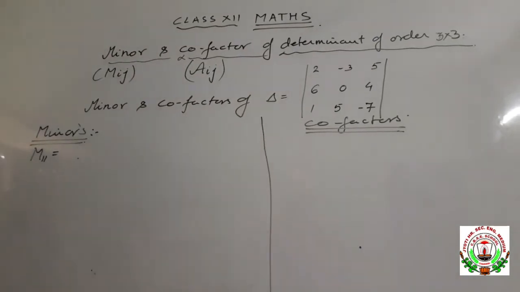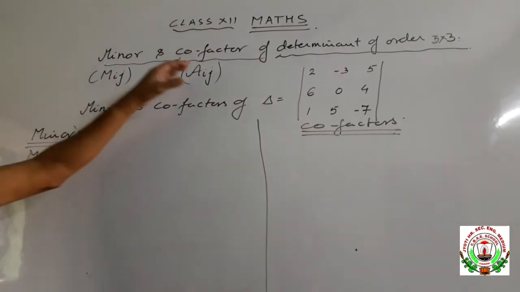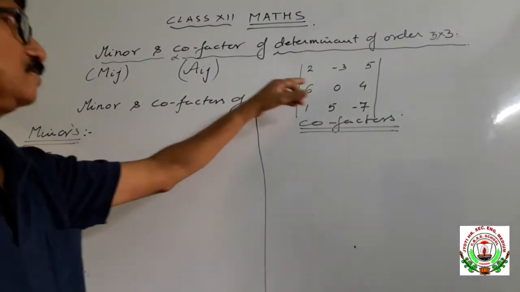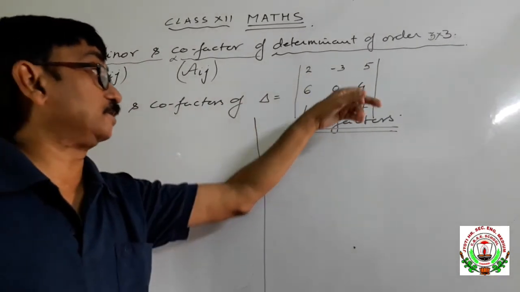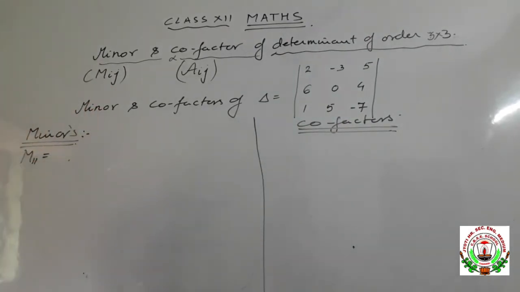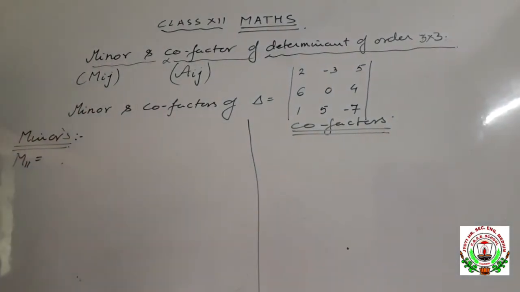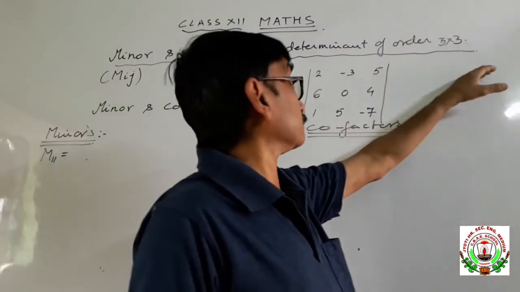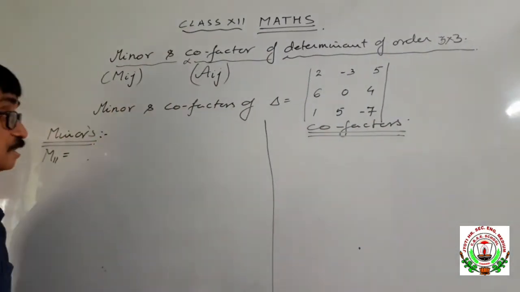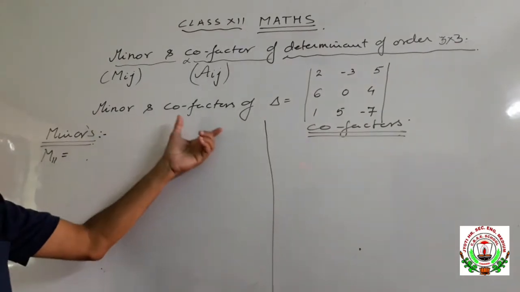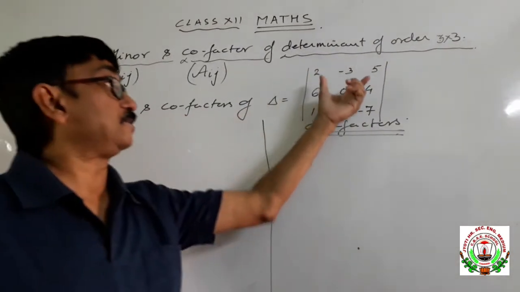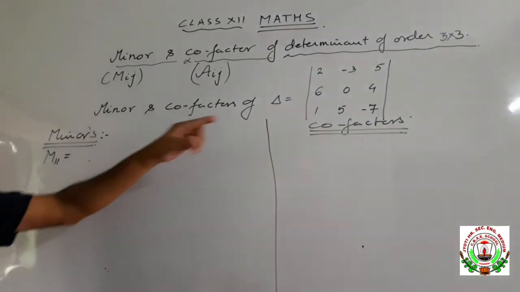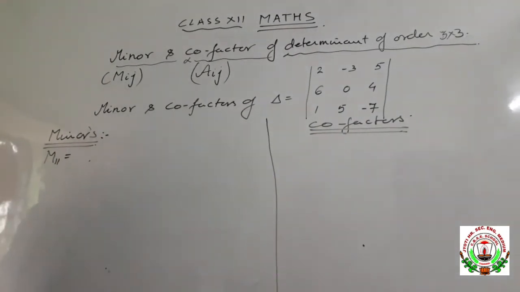Now let us start to calculate the minor and cofactor of the determinant of order 3 by 3. Now we take the example. Here is an example, 3 rows and 3 columns, total 9 elements are there. So we have to calculate the minors and cofactors of this determinant. Here there are 9 elements, so we will get 9 minors and 9 cofactors.